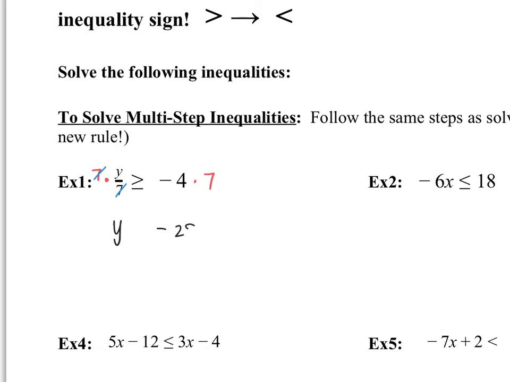Now you might think the inequality sign is going to reverse because we multiplied a negative, but the number we're multiplying by is 7. So since that number is positive, it has nothing to do with whether or not this number is negative. My inequality sign is going to stay the same, and so my solution would be y is greater than or equal to negative 28. If I were to graph this in a number line, I would graph it with a closed circle to show that I'm including the number, and my arrow would point to the right.